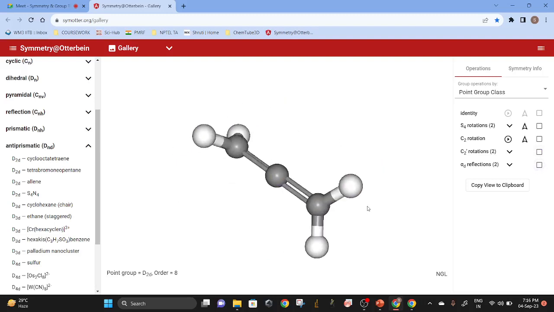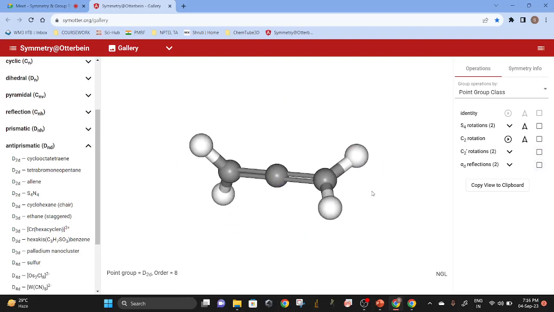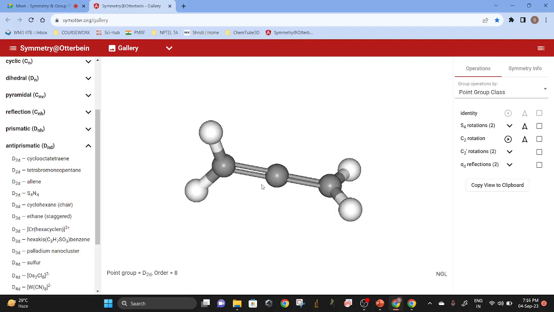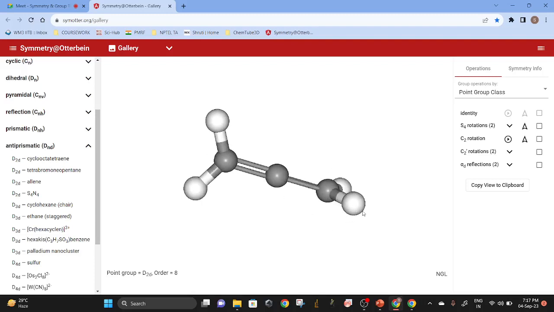So all these substituents are the same. But now in this question, they have changed the trans atoms. So here one is chlorine, suppose this one, and this one is chlorine. So what are the elements we will be left with?